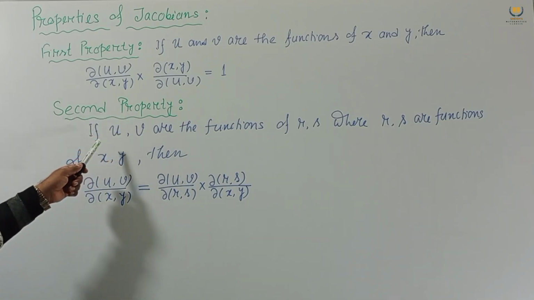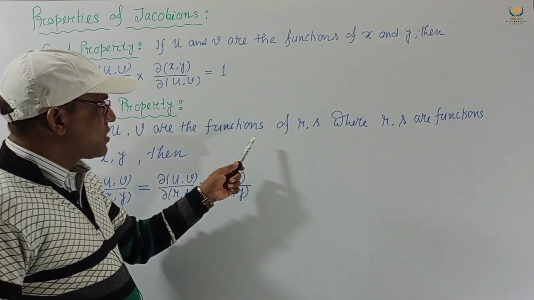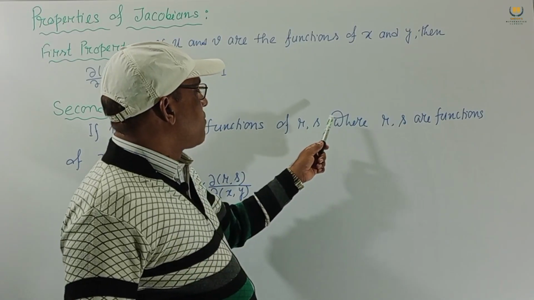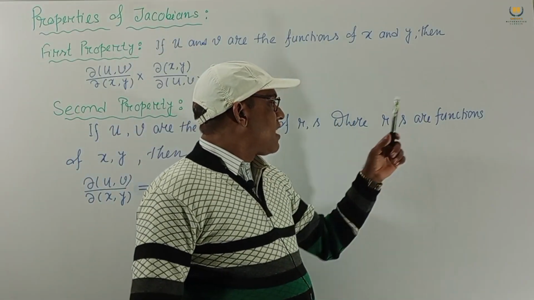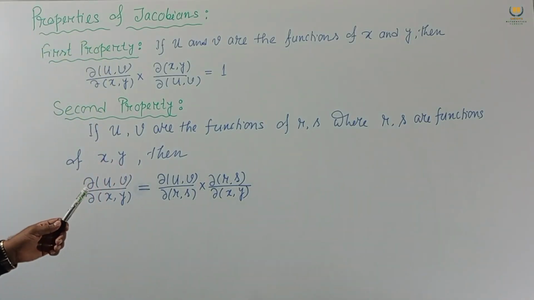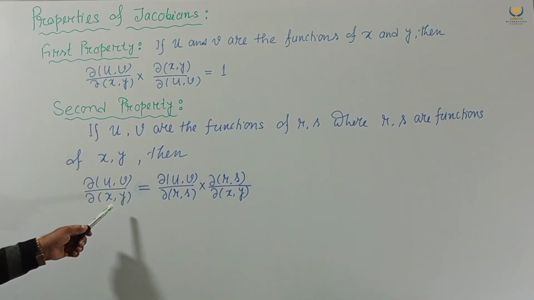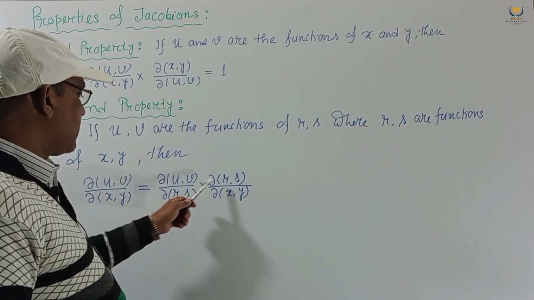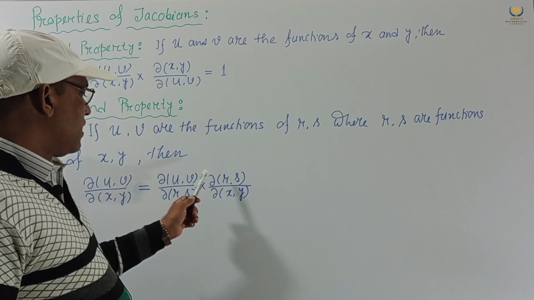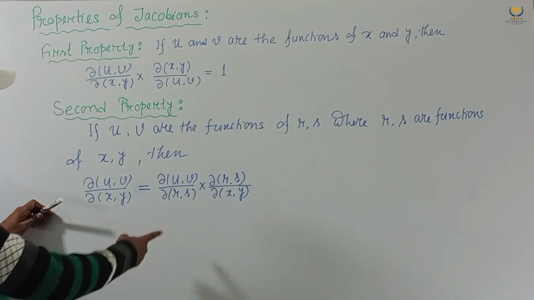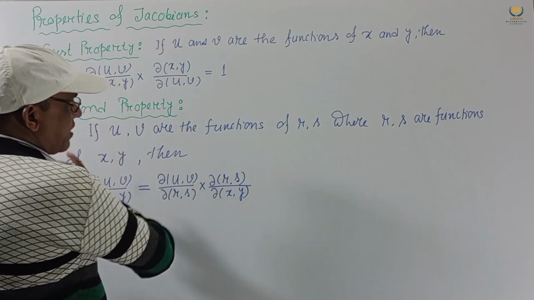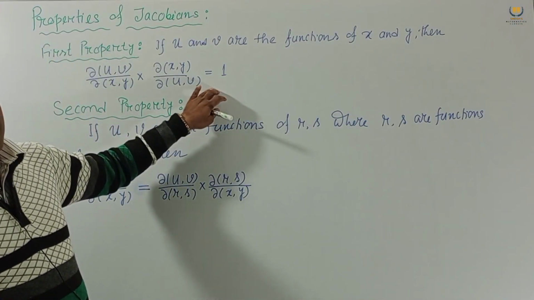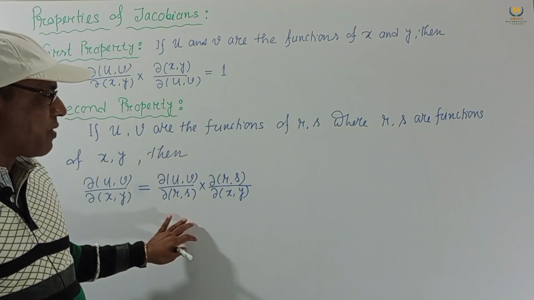Second property. If u and v are functions of r and s, where r and s are functions of x and y, then ∂(u,v)/∂(x,y) equals ∂(u,v)/∂(r,s) into ∂(r,s)/∂(x,y). That means multiplying these two, this cancels, and we get this one. So these two properties we consider. Using the first property we solved some problems, but today we consider this property also.